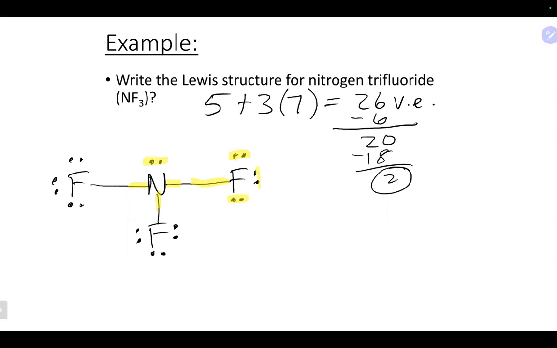This is all sharing of electrons in this deal. Everybody's sharing electrons here in this particular molecule. Any questions on that one?